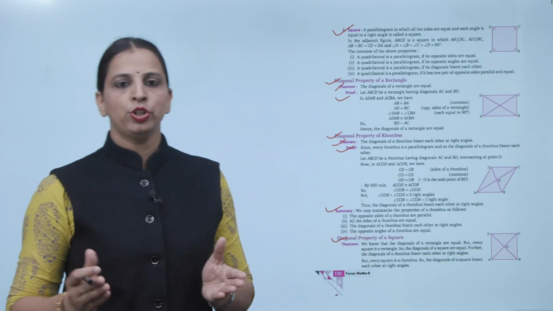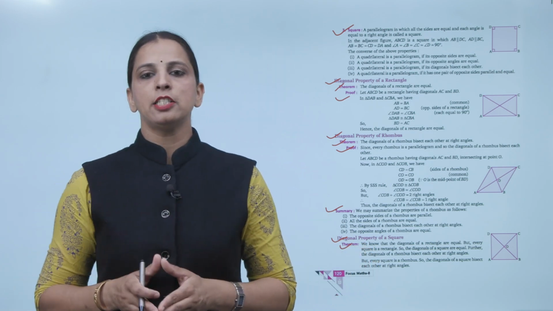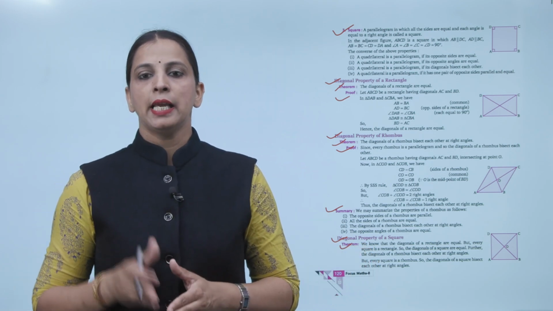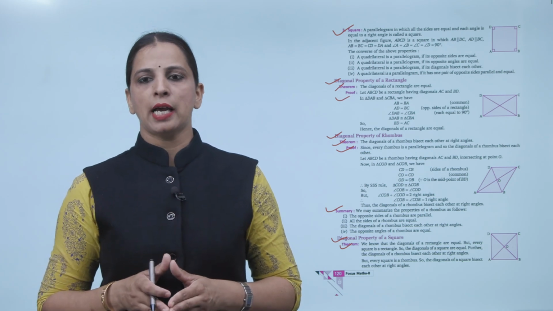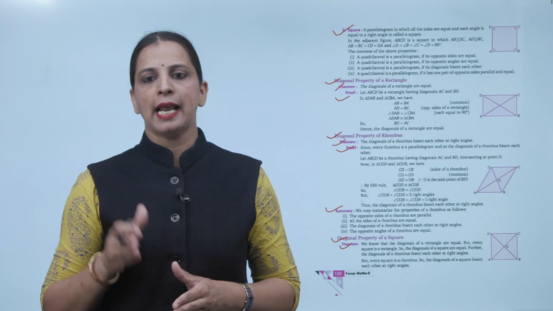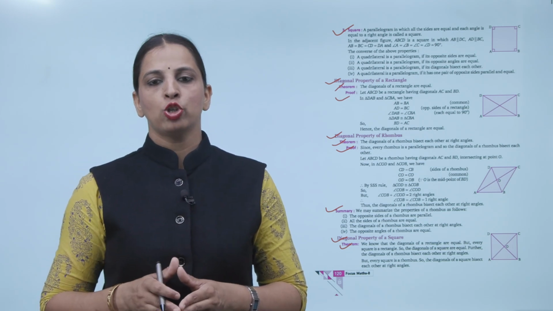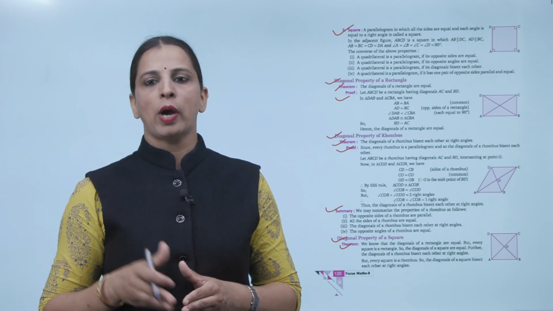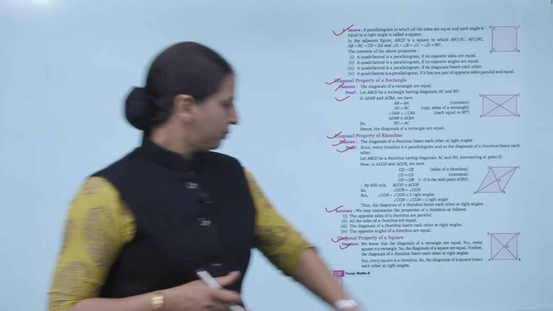Now, diagonal property of a square. Theorem. We know that the diagonals of a rectangle are equal, but every square is a rectangle, so the diagonals of a square are equal. Further, the diagonals of a rhombus bisect each other at right angles, but every square is a rhombus, so the diagonals of a square bisect each other at right angles.